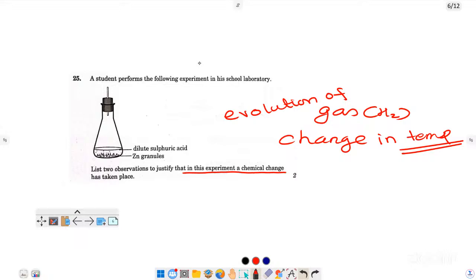Zinc sulfate formation you cannot see here. There is no color for zinc sulfate. So the correct answer is evolution of a gas, and change in temperature, hotness. They will get some hotness. For gases it shows 2:1, but the mass ratio would be 1:8. For volume it is 2:1, but the mass ratio is 1:8. Okay, thank you. Next question.